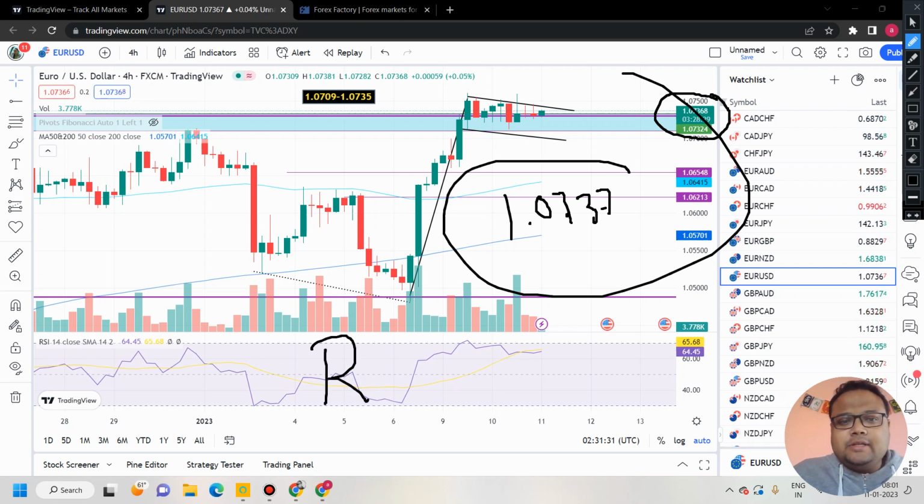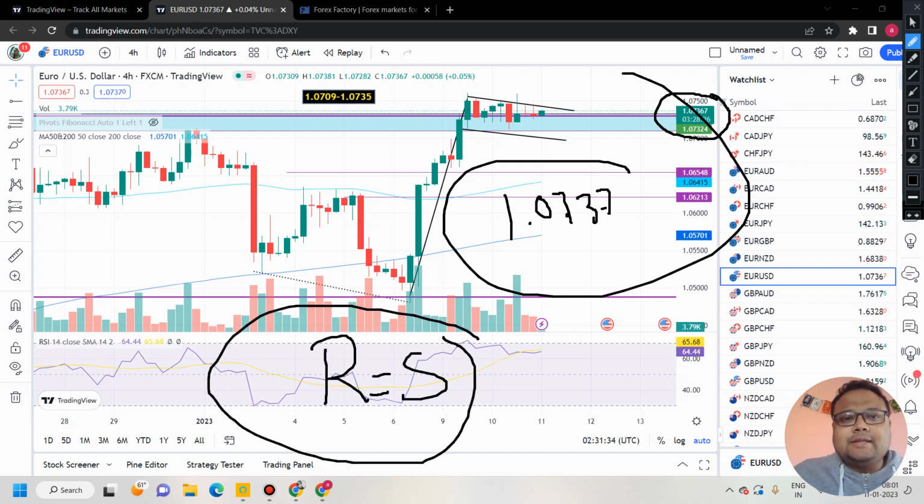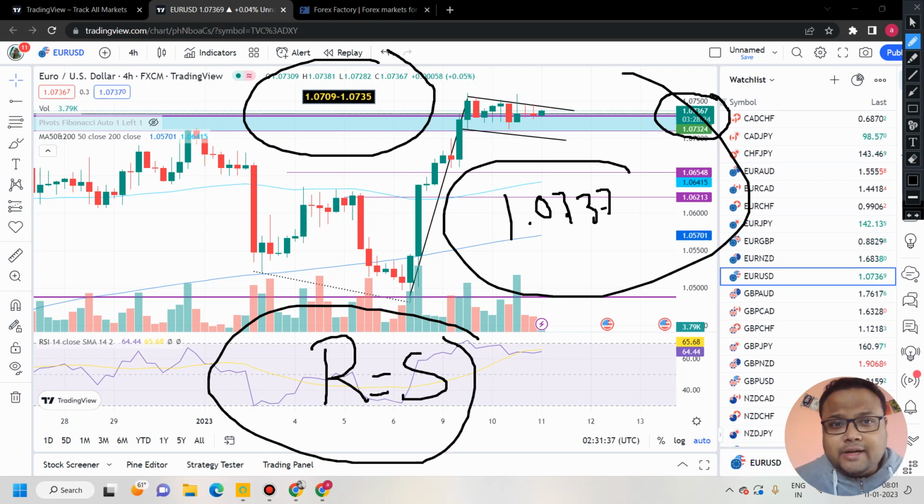The previous resistance, 1.0709 to 1.0735, which was the resistance zone, is now acting as support, and Euro USD is just standing at the support. So my dear friends, if today we get a breakout on the chart of Euro USD, with the market going up, then please be careful. Look at the DXY chart first. If you see that DXY is showing good selling pressure and going down, then only go for a buy position on Euro USD, because it can be a false breakout as well.